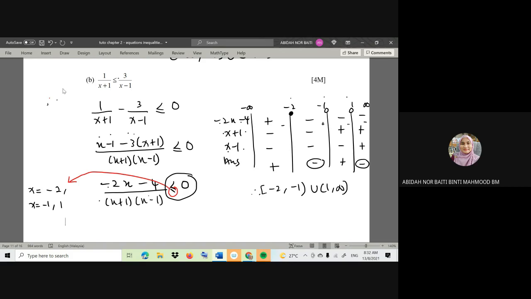Can? Can, madam. Rational inequalities use a table of sign. If there is an equal sign here, remember it is only for the value of the numerator, the top value only. The denominator value always uses an empty circle.